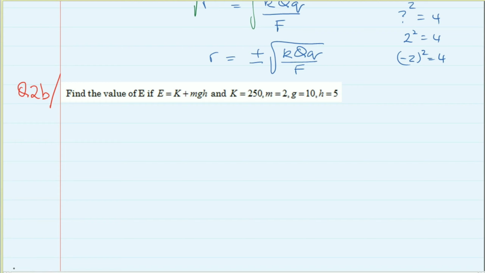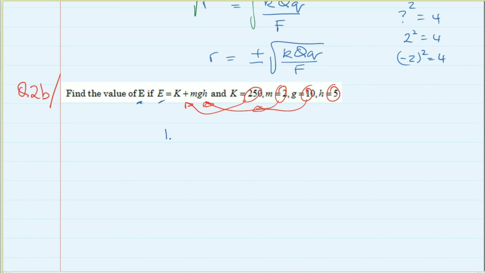Question 2 is a relatively straightforward substitution question. We're not asked to transpose or anything like that. It's pretty simple. We're asked to find the value of E, and E is already on the left-hand side of the equation. So all we really need to do is to substitute these values into the equation wherever we see them listed. So these are the values we need to substitute.